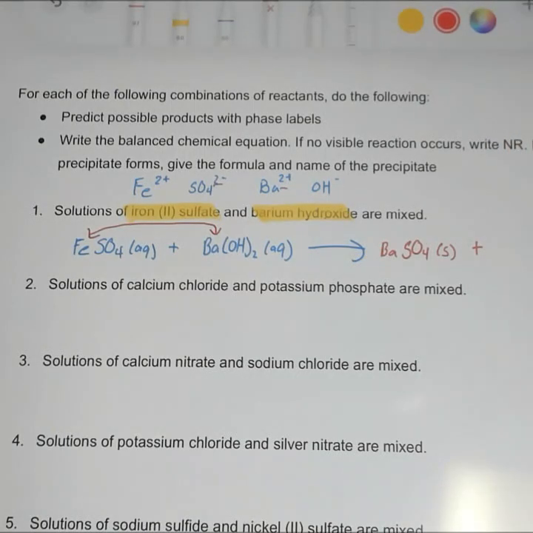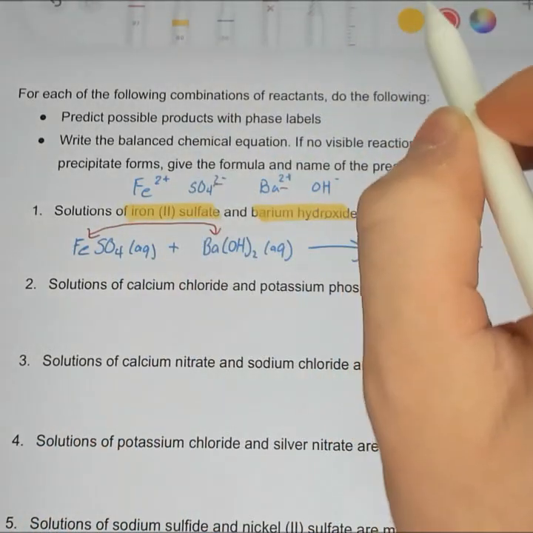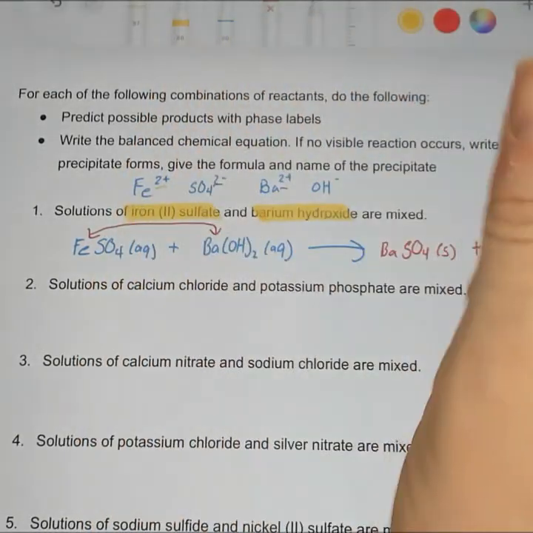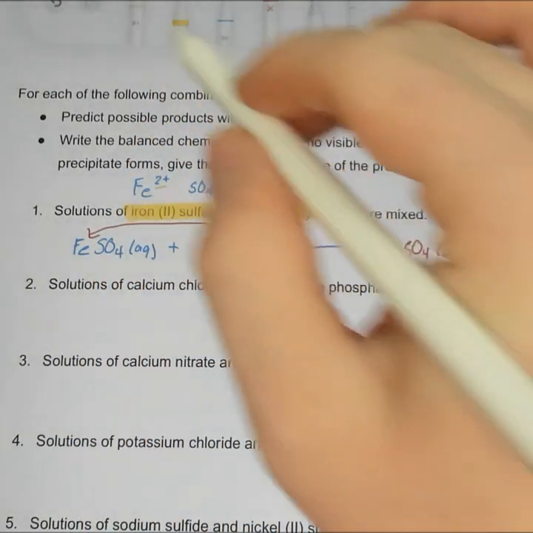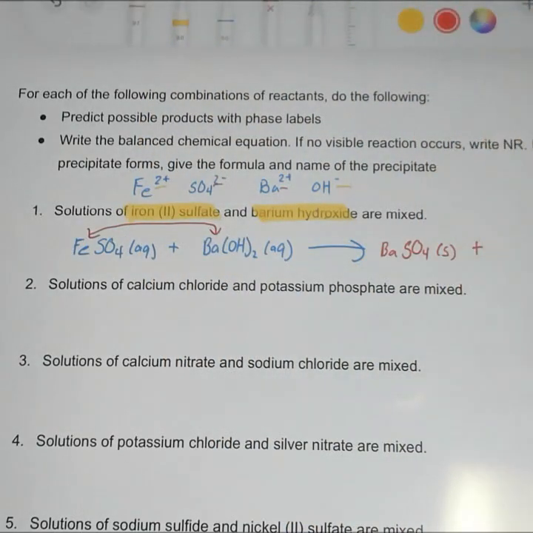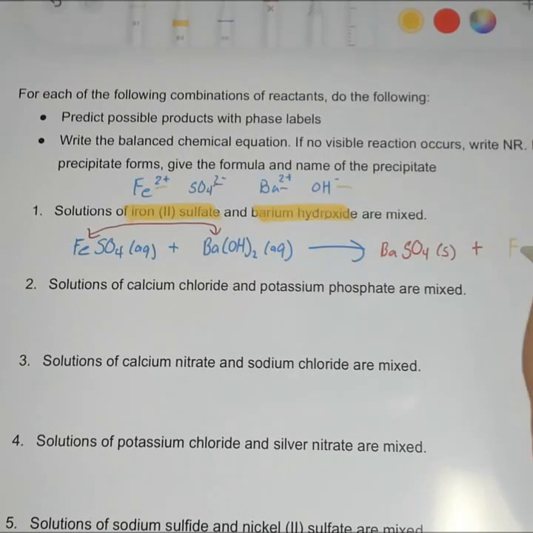Then our other one, we're swapping iron and OH. So we have Fe2+ and OH1-. So we're going to get Fe(OH)2, because again we need two OHs to cancel out our Fe2+.